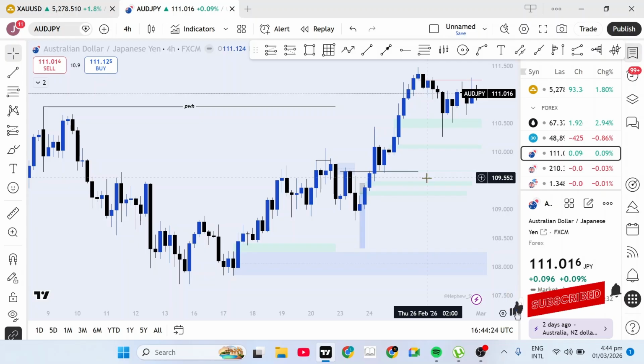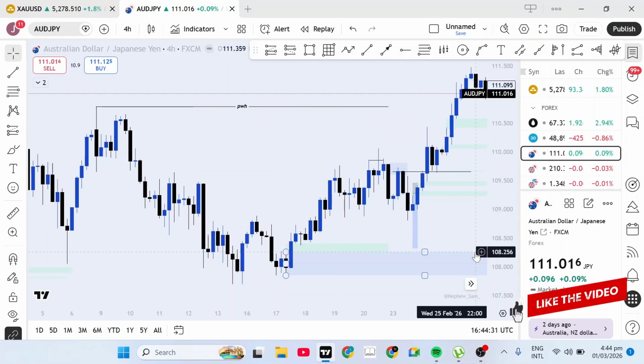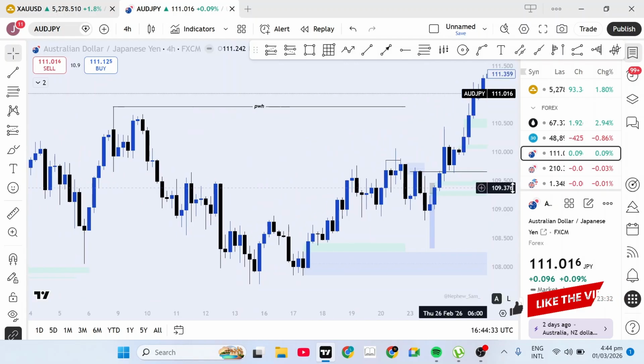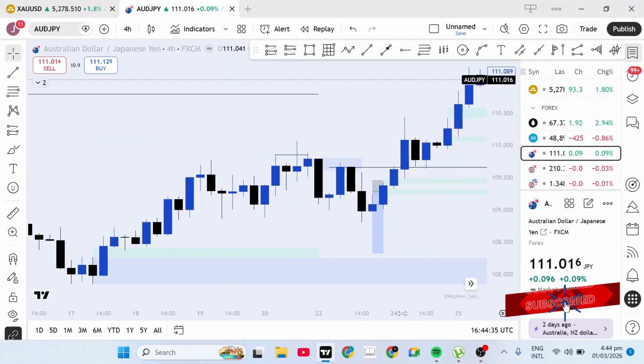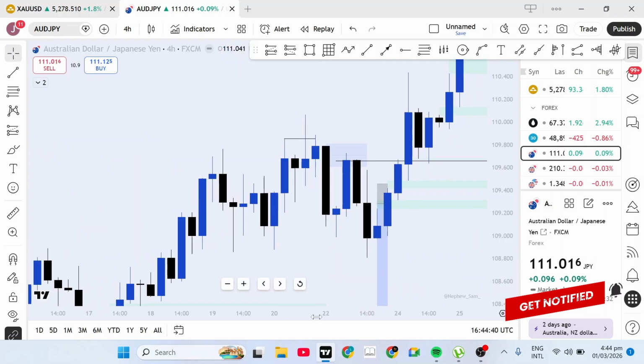So let's just head right onto the chart and see what we did. We took just one trade on AUDJPY and it turned out for a loss. This was a sell trade that we were looking to catch, but the market stopped that.